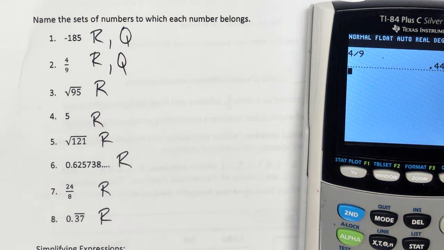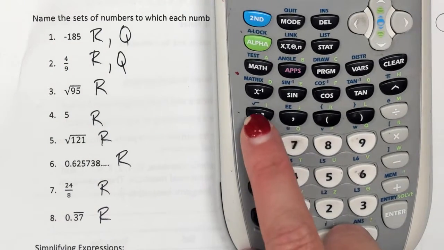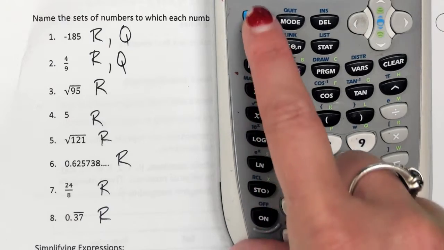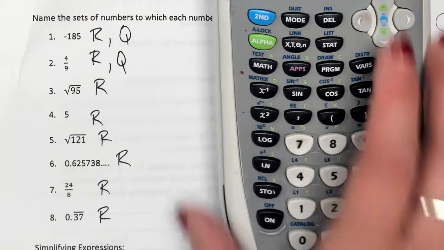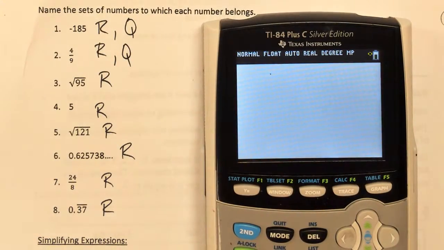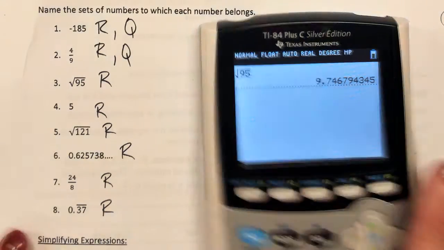Square root of 95. Do y'all remember how to type that in? There you go. Right here on that x squared button is the square root. So you hit that second and then that square root button and then type 95. Anybody need help with their calculator? All right, what do you think? Rational or irrational? There you go.